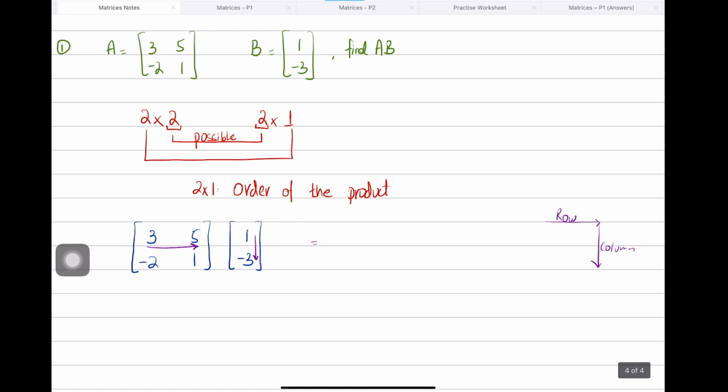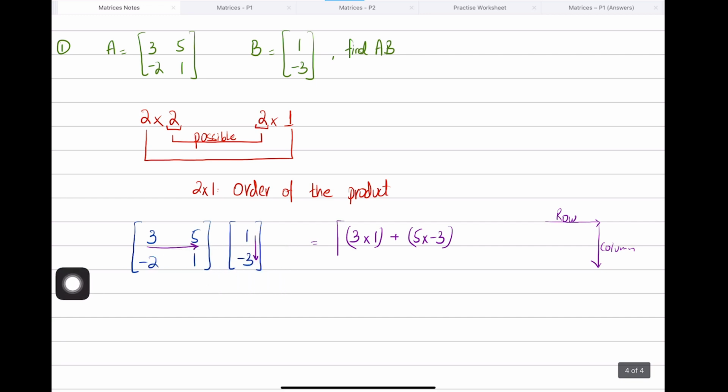So what that means is that the first element of the first row, which is 3, will be multiplied by the first element of the first column of the other matrix. That means 3 into 1. So 3 gets multiplied by 1, 5 gets multiplied by minus 3. But what do we do with these results? We add them. So 3 into 1 plus 5 into minus 3. Notice how the first row has been multiplied by the first column.